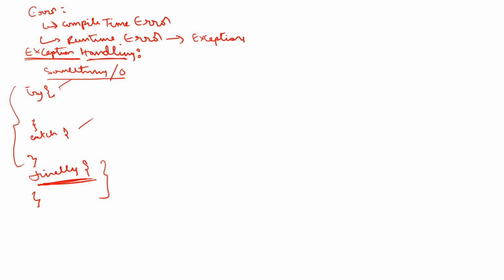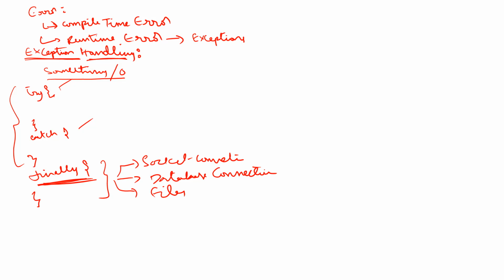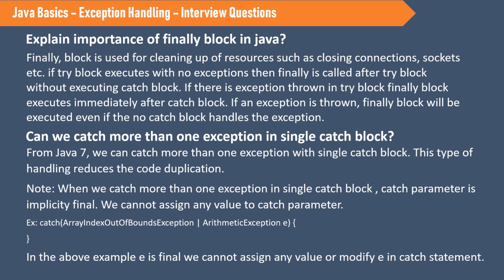Normally this finally block is used to close any socket connections or database connections, or to close any files, etc. So for all these things, normally we use this finally block. The finally block is used for cleaning up resources such as closing connections, sockets, etc.